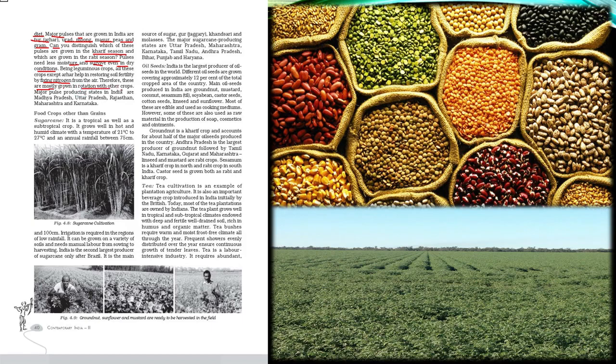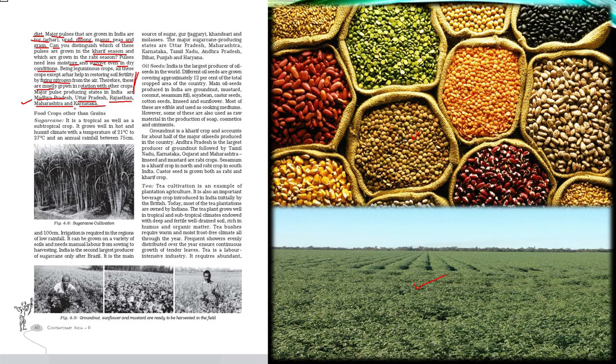Therefore, these crops are mostly grown in rotation with other crops. Major pulses producing states in India are Madhya Pradesh, Uttar Pradesh, Rajasthan, Maharashtra, and Karnataka. So these were the major crops, or major grains, which were grown in our country.